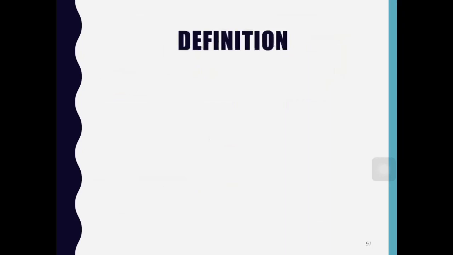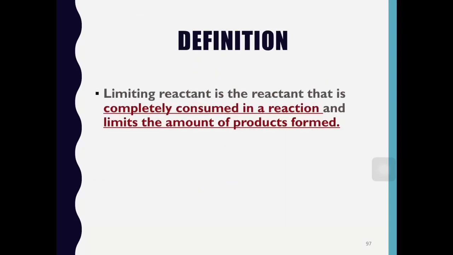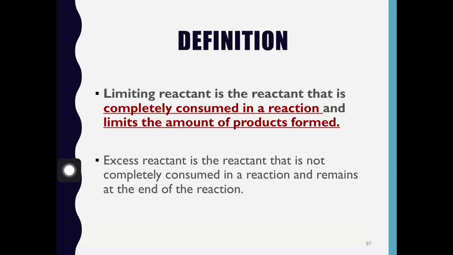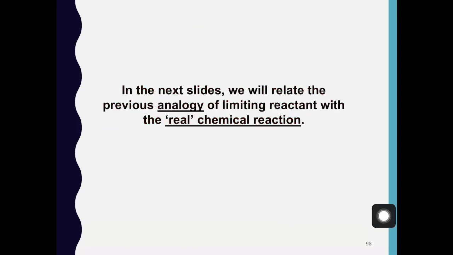Now let's look at the definition of limiting reactant. Limiting reactant is the reactant that is completely consumed in a reaction. It means that it will be finished by the end of the reaction and limits the amount of products formed. Since limiting reactant is just enough for the reaction, the products that will be formed depend on the limiting reactant, while the excess reactant is the reactant that is not completely consumed in a reaction. So usually it will have some remaining at the end of the reaction. So in the next slide, we will relate the previous analogy of limiting reactant with the real chemical reaction.